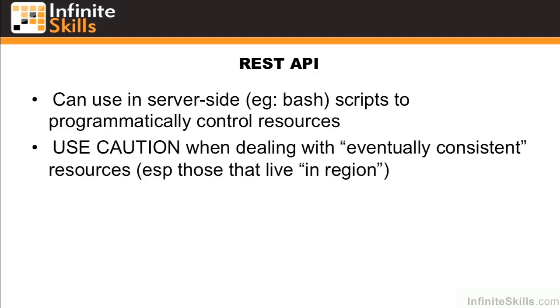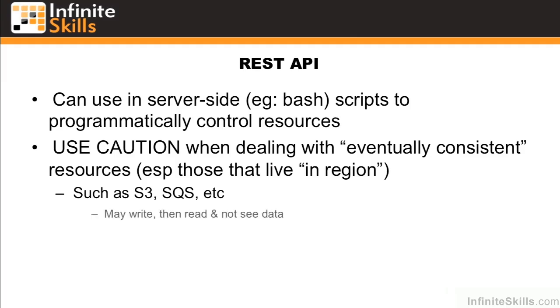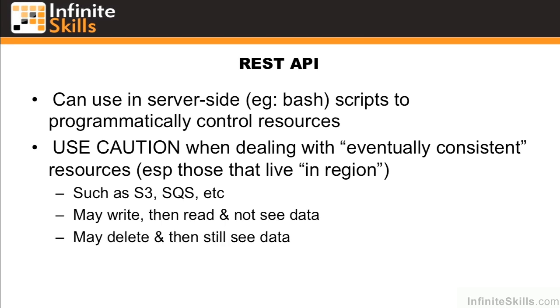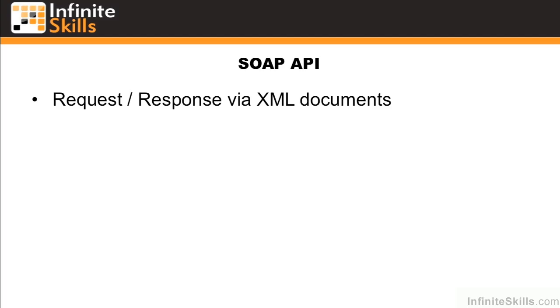When dealing with eventually consistent resources, such as S3 and SQS, or those that live in the region, be particularly careful. You may write and then read and not see the data, or you may delete and then still see the data. The SOAP API does request response via XML documents.